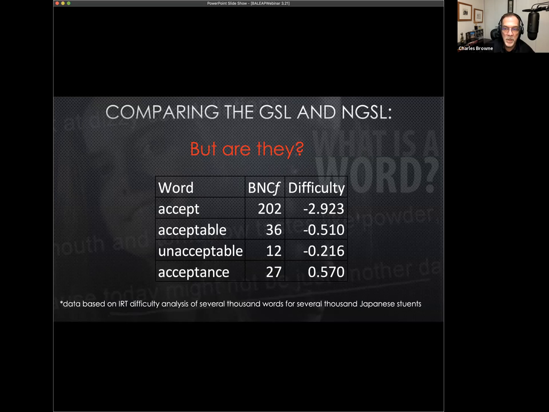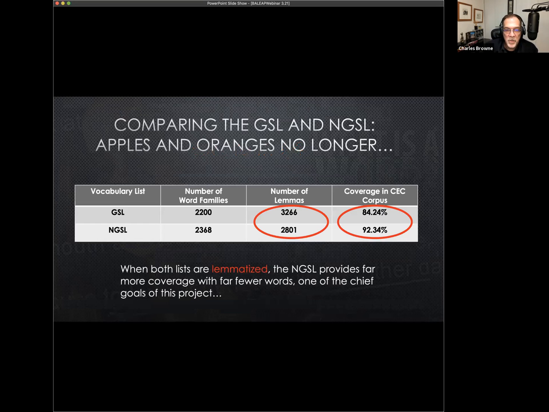So what that means is that students will learn the word accept, but they won't recognize any of those other three words as being part of accept on average. But at some point later in their interlanguage development, about the same time, they learn acceptable and unacceptable as being part of accept, but they still don't recognize acceptance until a much higher level. So this is one of the reasons why we took this approach with all of the word lists in the new general service list. To compare the old general service list to the new general service list, we had to make sure that both lists were lemmatized in the same way.